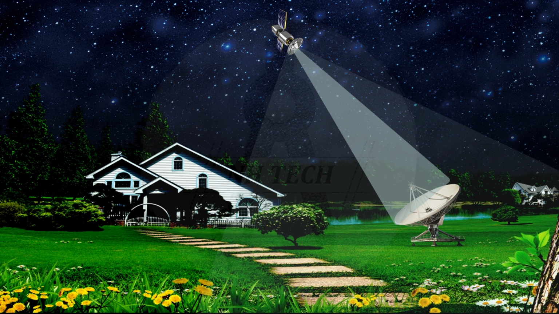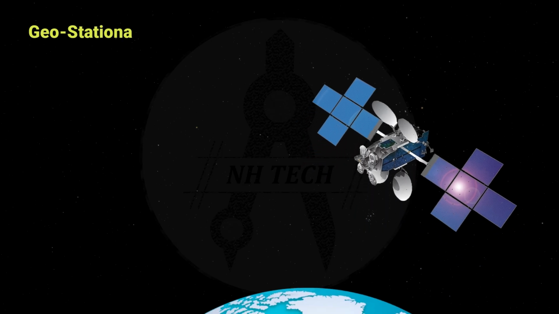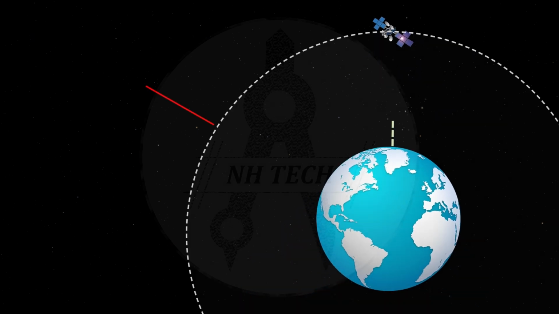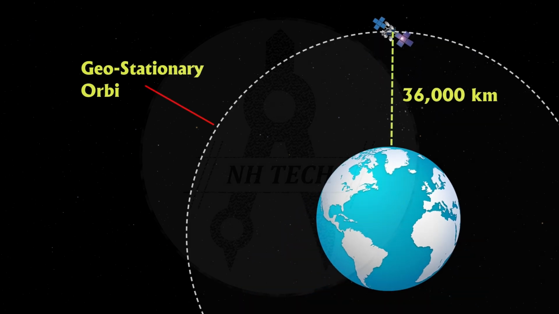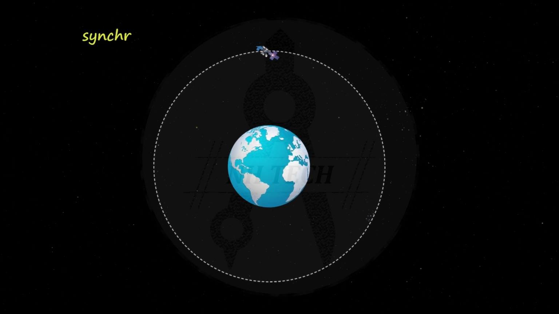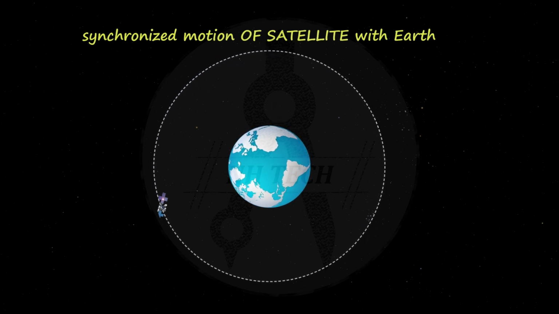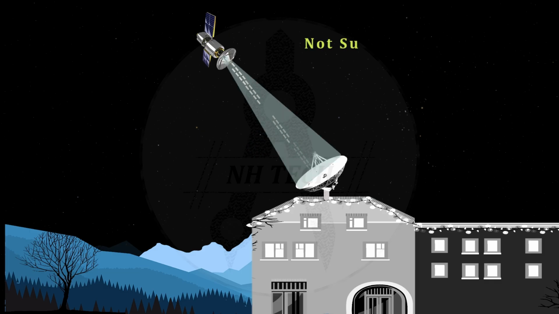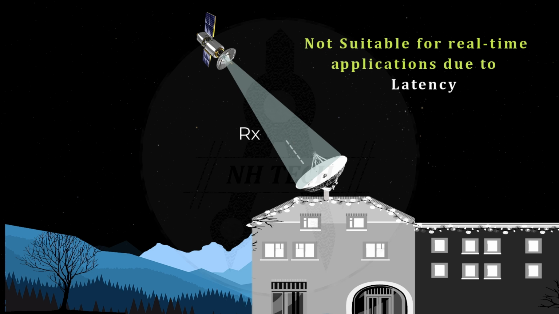In traditional TV broadcasting, signals come from geostationary satellites orbiting about 36,000 kilometers above Earth. Since they rotate with the Earth, they appear fixed in the sky, so the dish only needs to be aligned once. However, their large distance causes high latency, making them less suitable for real-time internet applications.